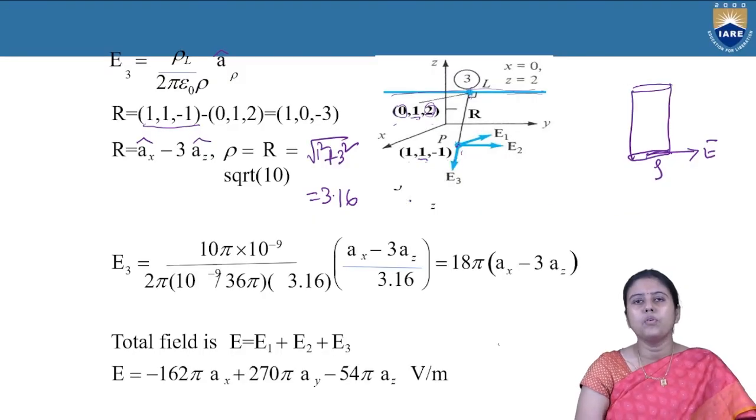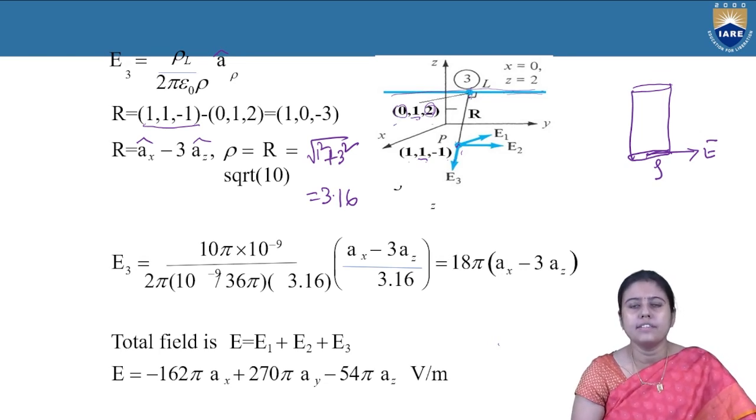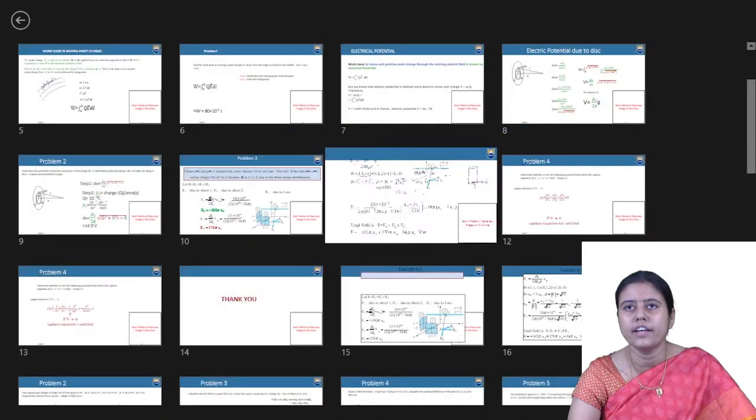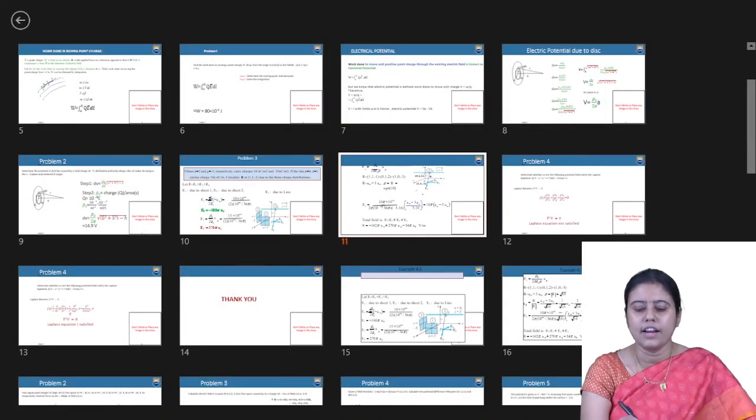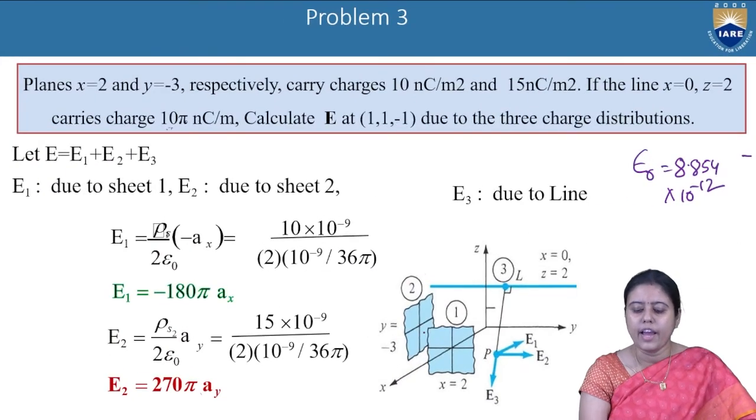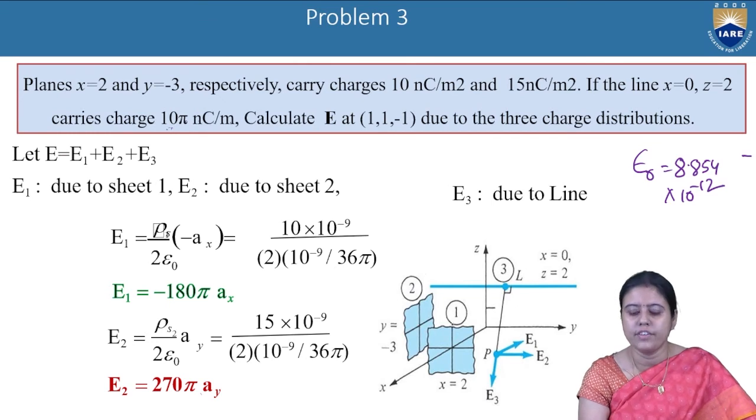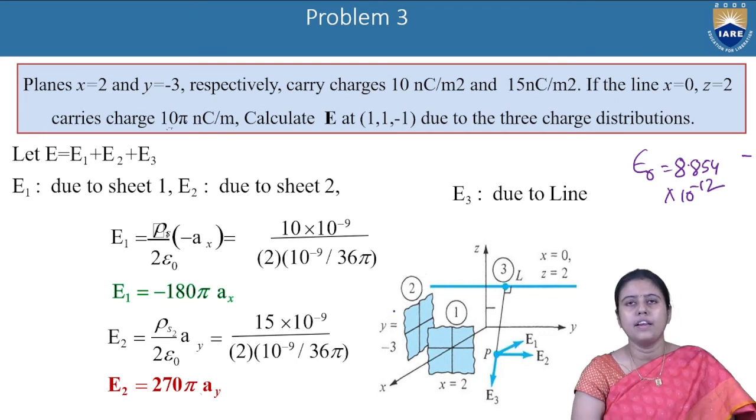So what is the thing? We have to calculate the intensity one by one. Then what is the next step? We have to calculate it for each surface. Surface 1 for x is equal to 2. Surface 2 for y is equal to minus 3.